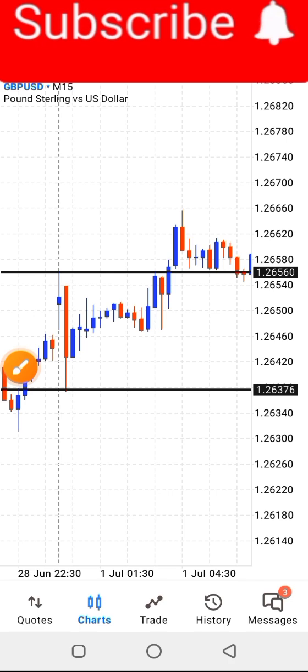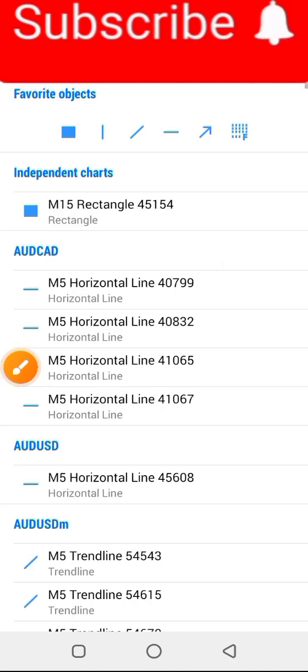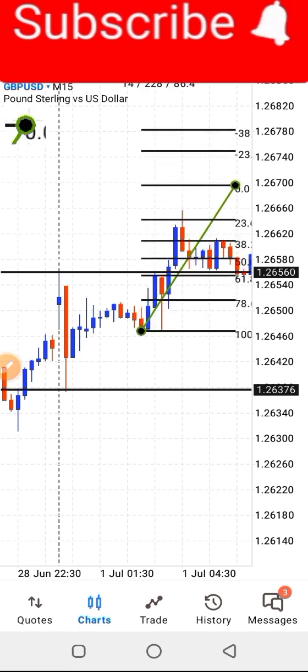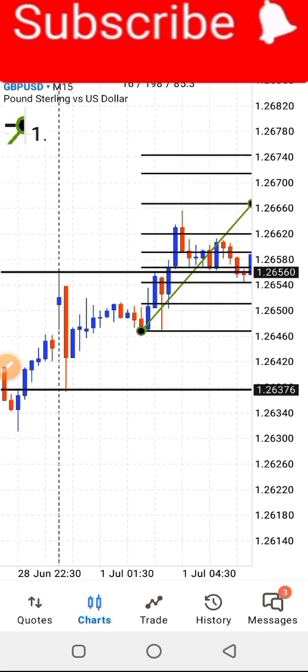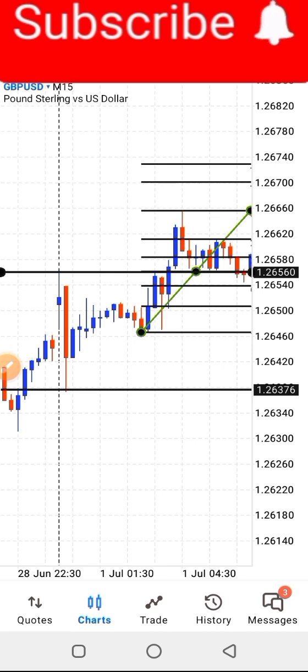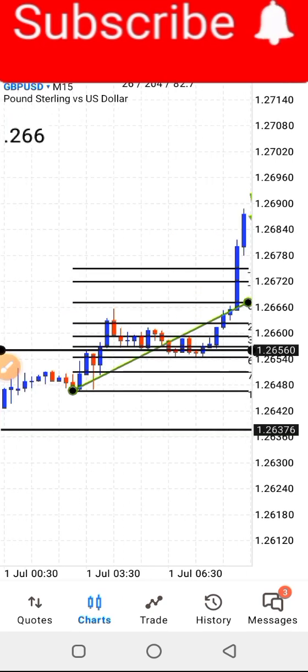Okay, so I'll just get my fib tool. For your take profit, you can take your profits at 0. Then if you took 2 trades, you can move stop loss to break even and wait to see if price is going to go to the extensions. Okay, so I've done my fib. All right, so let me move to see what happened. Stretch this.